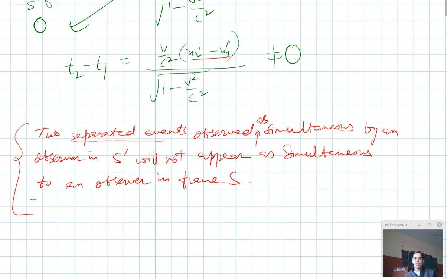So in this lecture I talked about simultaneity, and that simultaneous events need not necessarily be simultaneous in a different frame of reference. That's what we are getting out of it. Now in the next lecture I will talk about time dilation. So that's all for this lecture.